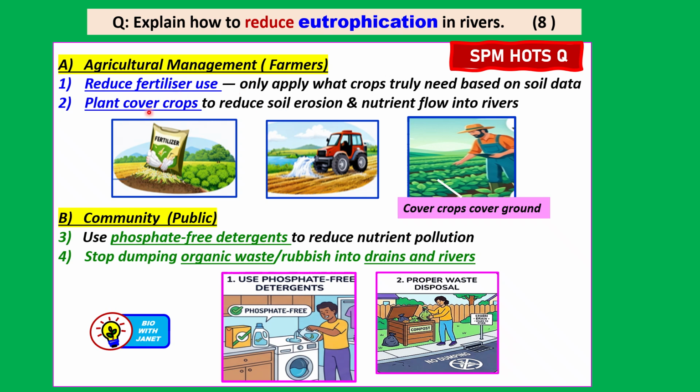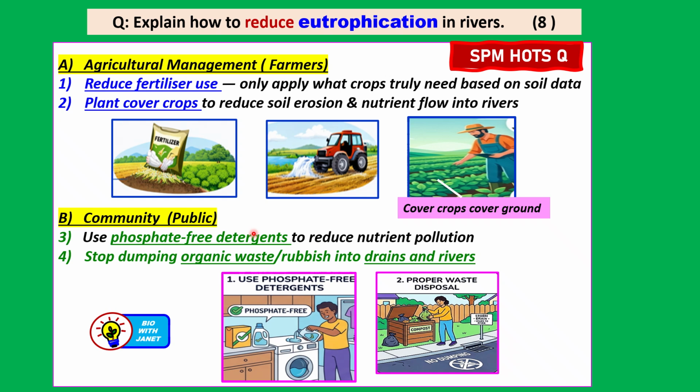Then plant cover crops to reduce soil erosion and nutrient flow into rivers. Cover crops are not the main crops. They are the crops that cover the ground while the main crops are being grown, or in between the planting of main crops. They will reduce soil erosion because they will lessen the impact of the rain on the soil. So less nutrients, less nitrates and phosphates, will flow into the rivers, because of the cover crops covering the ground.